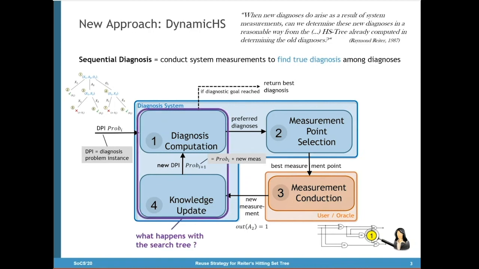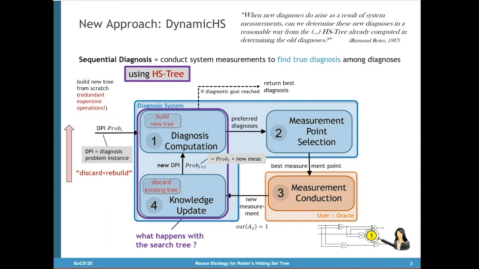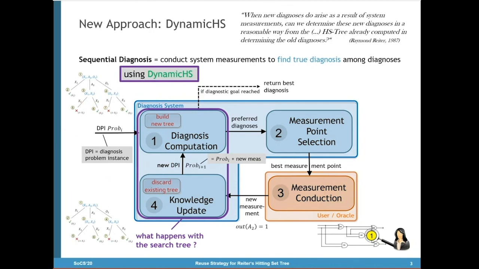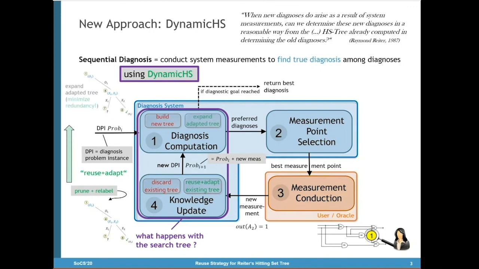What is particularly of interest is what happens with the search tree in the phases 4 and 1. If we stick to HS tree, then we can only pursue a discard and rebuild principle, which means that we discard the existing tree from the current iteration and build a new one from scratch in the next iteration, which however involves several redundant expensive operations in the general case. To this end, we suggest to use dynamic HS, which follows a reuse and adapt principle, and here, this would mean that we prune and relabel the tree from the current iteration and reuse it in the next iteration, which should minimize a whole lot of redundancy that we incur with HS tree. And in this vein, dynamic HS also answers a long-standing question posed by Ray Reiter in his seminal 1987 paper.